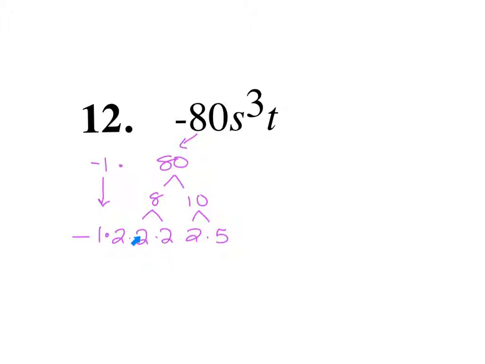And to check your work with this, it's really simple. Just go negative 1. This is 4. That 4 times 2 is 8. So this is 8, and this is 10. And 8 times 10 is 80. And then negative 1 is negative 80.